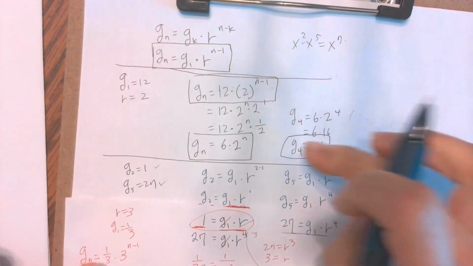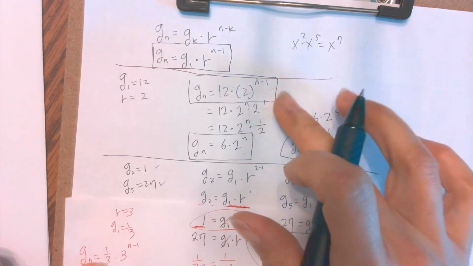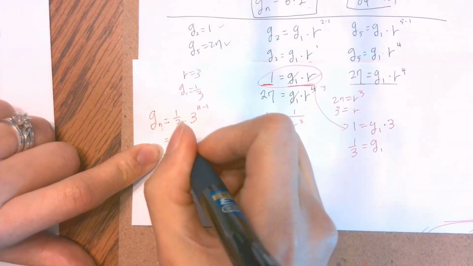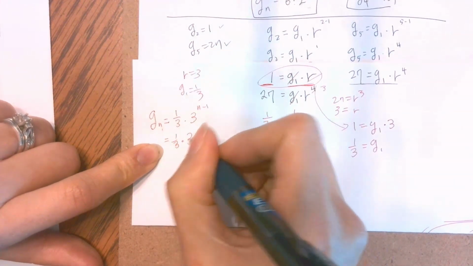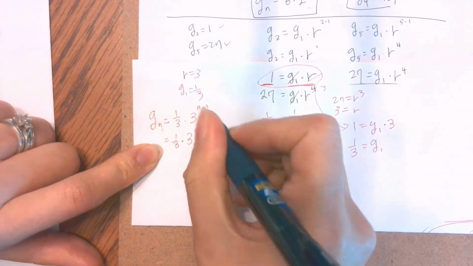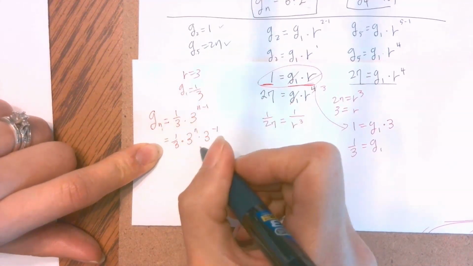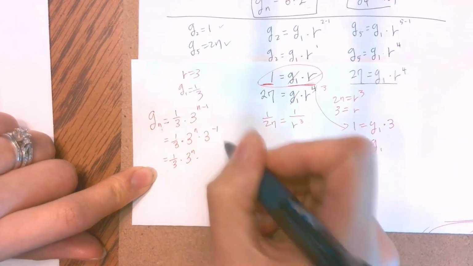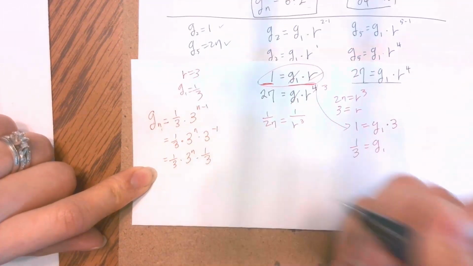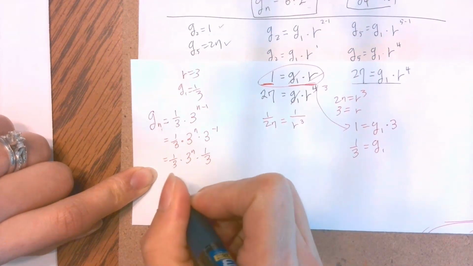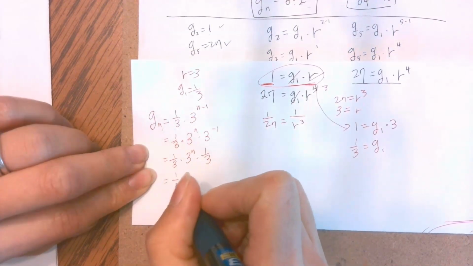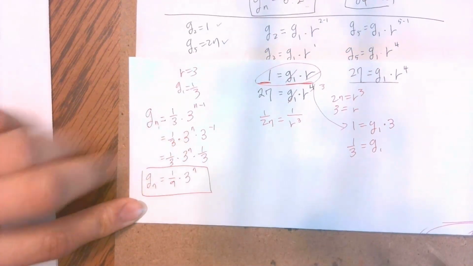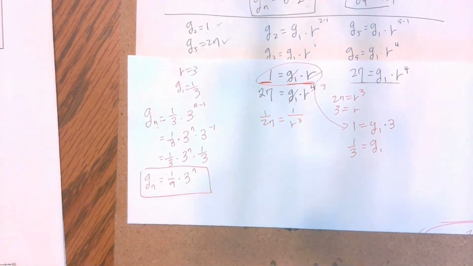Just like arithmetic, where we have to clean it up. You know how we have to clean up your exponent a little bit? So we have to clean this up as well. 1/3 times 3 to the n power times 3 to the negative first power. I just split that n minus 1 exponent like this. Okay? And then 3 to the negative first power is 1/3. Now you can just multiply. 1/3 times 1/3 is 1/9. 3 to the n power. So g sub n is 1/9 times 3 to the n power.